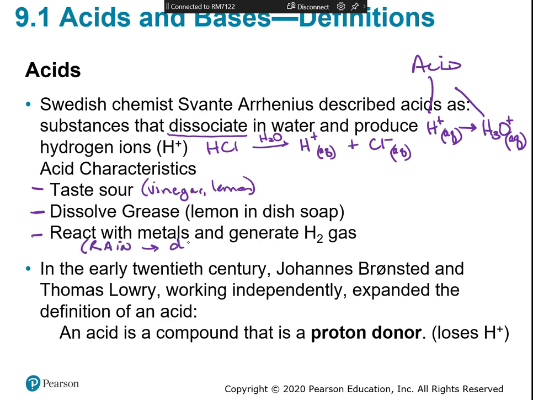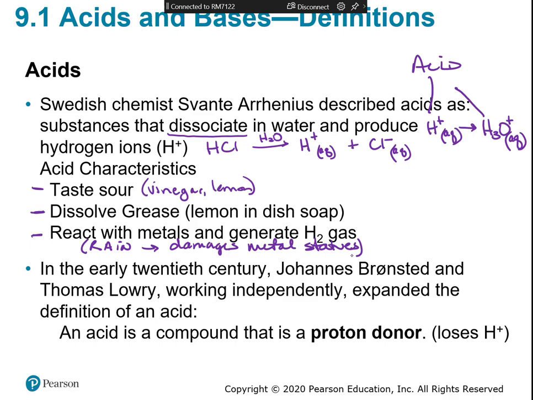So rain will cause damage to statues. It's just another characteristic, something that acids can do. So these are sort of general things. Well, in the early 20th century, these two scientists, Bronsted and Lowry, were looking at acids, and instead of just looking at what acids do when you put them in water, they were really trying to define what acids do in a reaction.